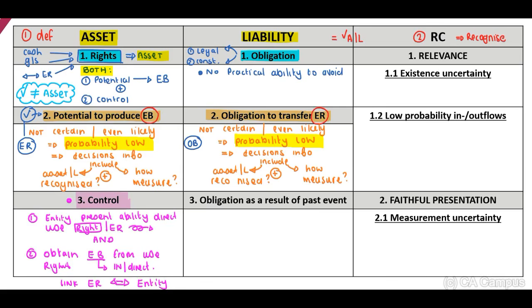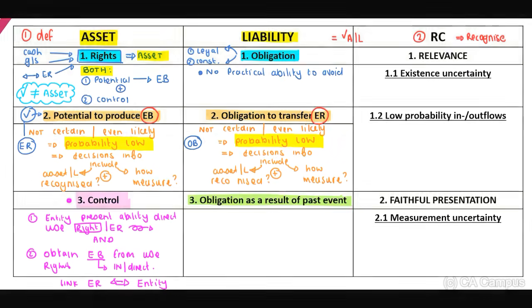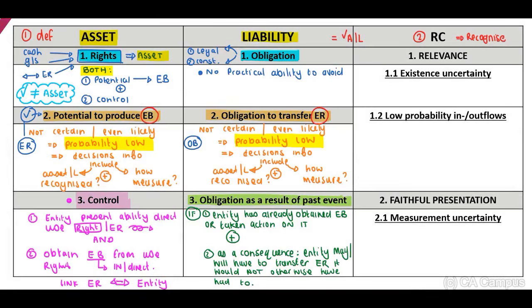Okay, next, refer to your liability. There has to be an obligation as a result of a past event. Now, the conceptual framework indicates to us this can only happen if the following 2 criteria are met. If 1, the entity has already obtained economic benefits or taken action on it, plus 2, as a consequence, the entity may or will have to transfer economic resources it would not otherwise have had to.